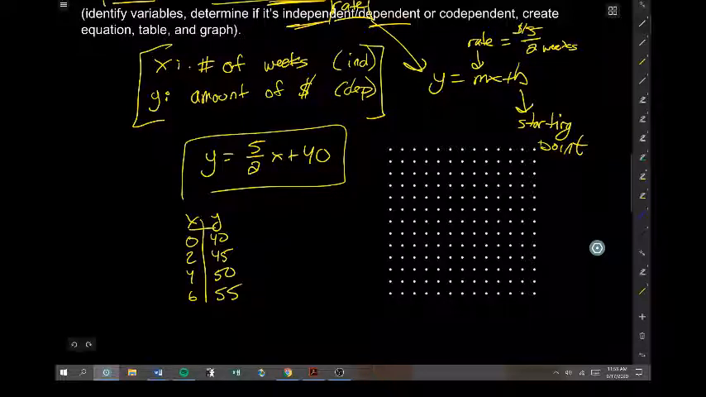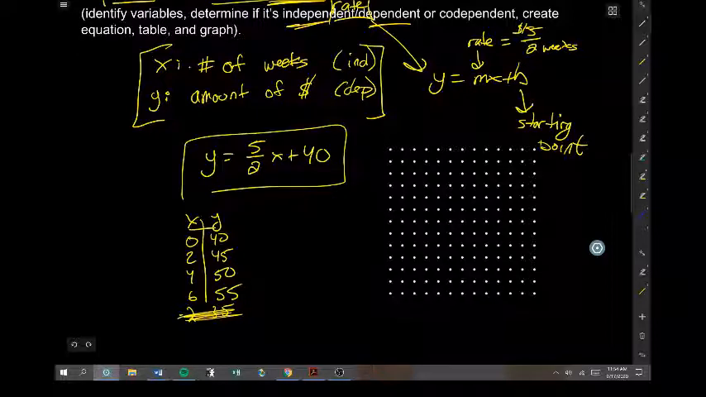Could I have the point -2, 35? I think I could. I think that's reasonable, but maybe not. Maybe I just got the $40 today, and 2 weeks ago I didn't have $35. So I'm not going to include that point, even though there's a case to be made that I could.